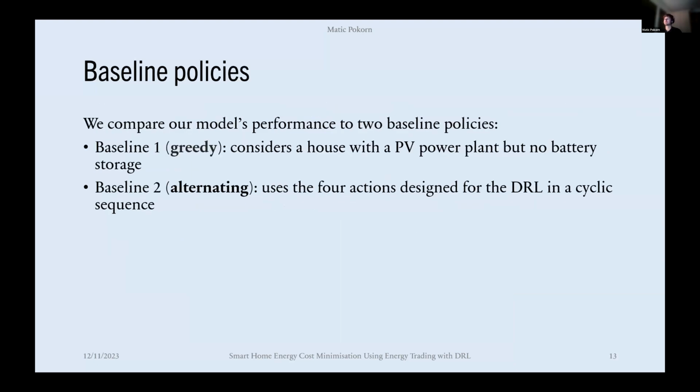What were our baseline policies? We compared our model to these two. Baseline 1 we call the greedy policy, which only considers a house with photovoltaic power plants, but no battery storage. So it sells its energy immediately because it has nowhere to store it. And baseline 2 is the alternating baseline, which uses the same actions as the DRL agent, but it just cycles through them. So it goes action 1, action 2, action 3, action 4, and so on.